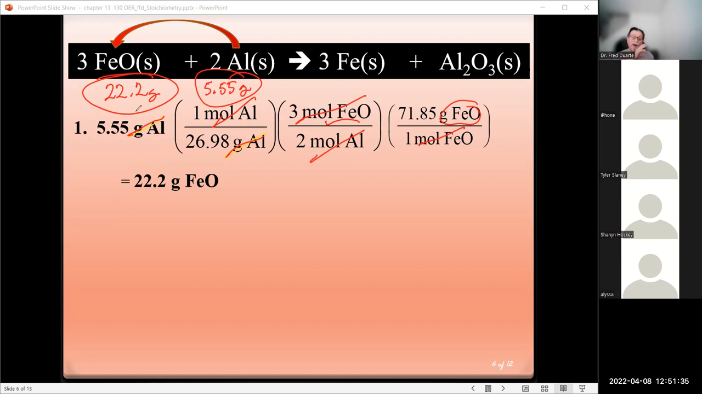If I were to weigh out 22.1 grams, yes, the reaction will proceed, but not all the aluminum will react, okay? Because there's not enough iron(II) oxide. I need 22.2 grams of iron(II) oxide. By the same token, if I weigh out 22.3 grams of iron(II) oxide, after the reaction is done, I'm going to have an excess of iron(II) oxide, okay? So you have a little bit of excess.